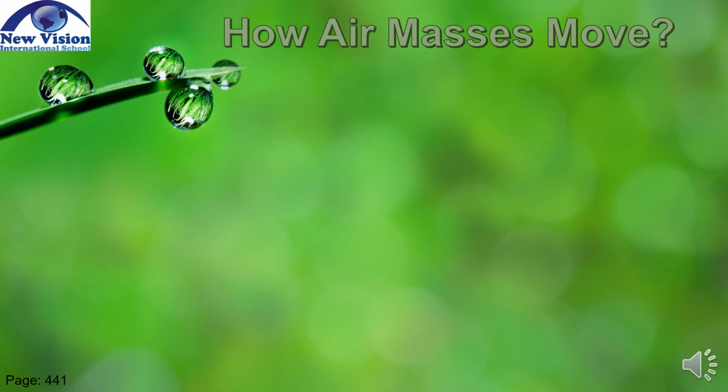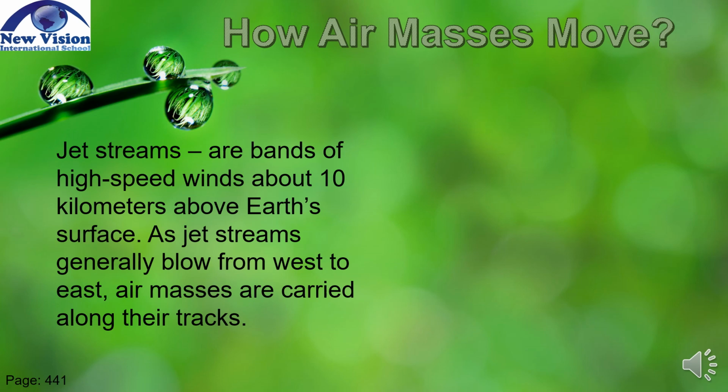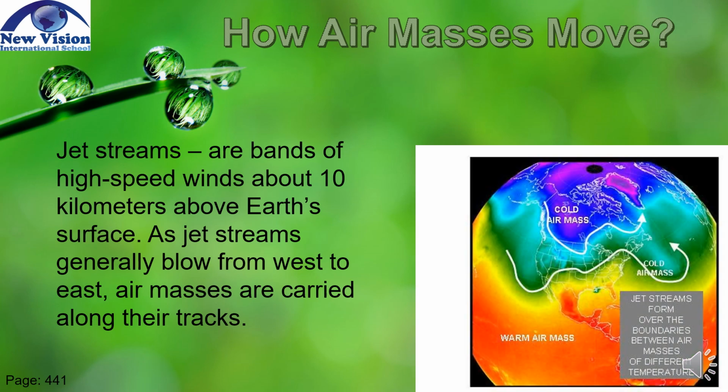Next is what we call jet streams. Jet streams are bands of high-speed winds about 10 kilometers above Earth's surface. Jet streams generally blow from west to east. Air masses are carried along their tracks. In this picture, we can see the jet streams here. Jet streams form over the boundaries between air masses of different temperature. So these are jet streams. Next.